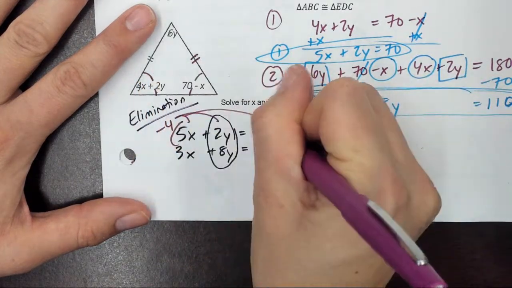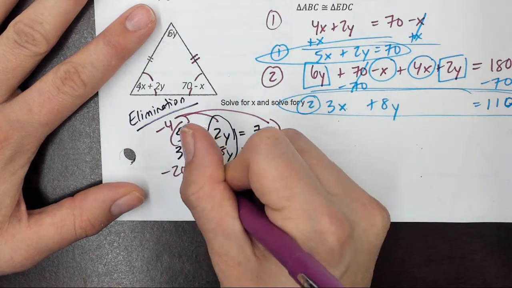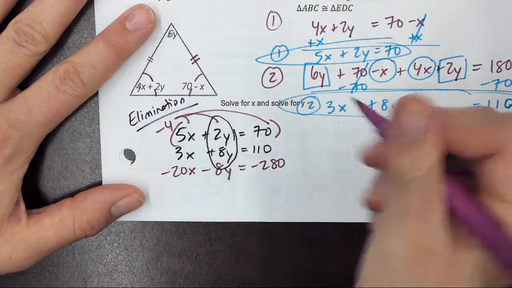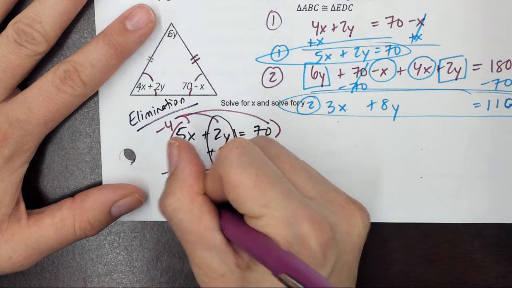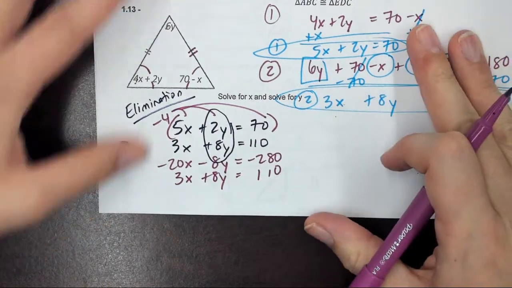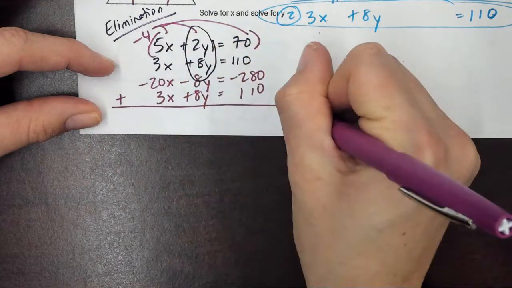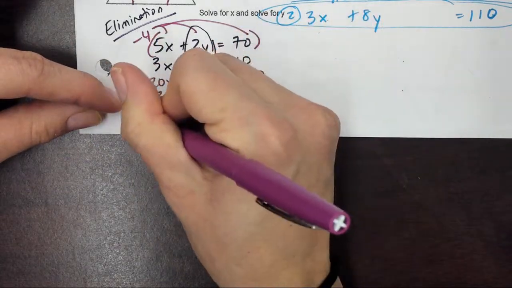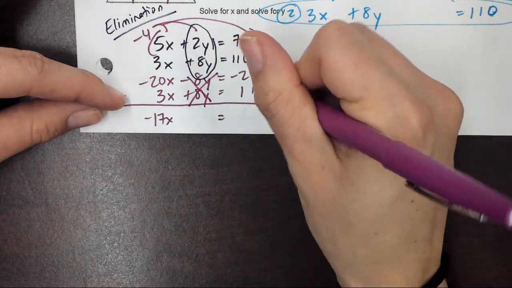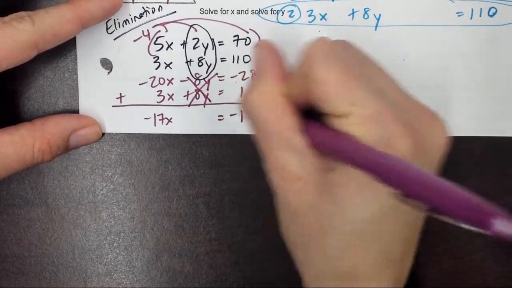Watch what happens. Negative 4 times 5x is negative 20x. Negative 4 times 2y is negative 8y. Negative 4 times 70 is negative 280. And I haven't touched the bottom equation, so I'm just going to rewrite that out. 3x plus 8y equals 110. Looking at these pink equations, now you add straight down like old school. Negative 20x plus 3x is negative 17x. These cancel. Here's my equal sign. I add these. Negative 280 plus 110 is negative 170.